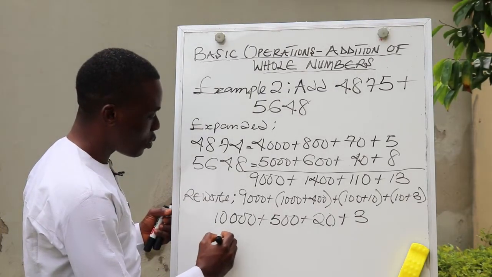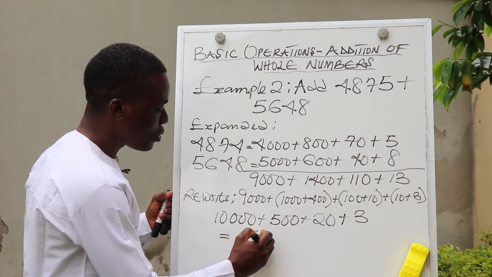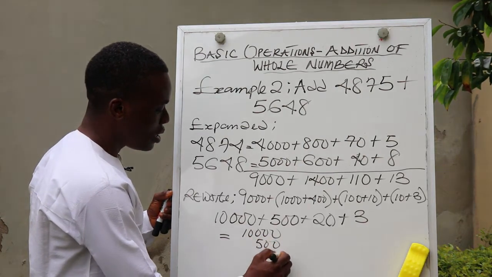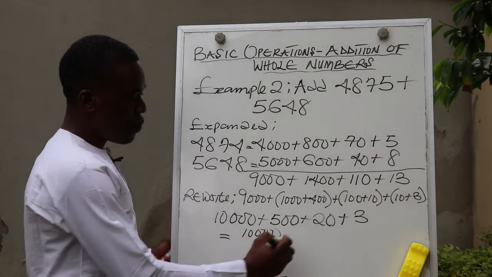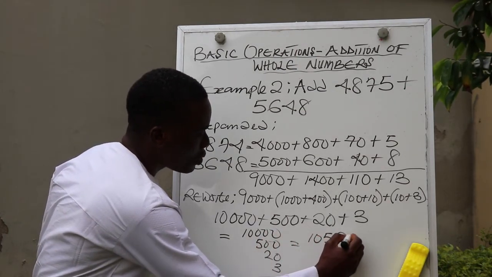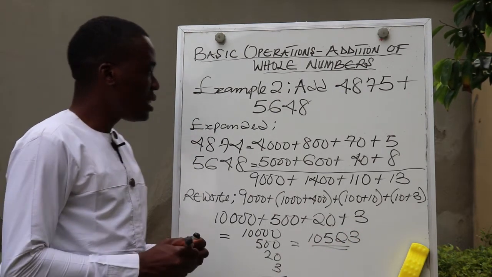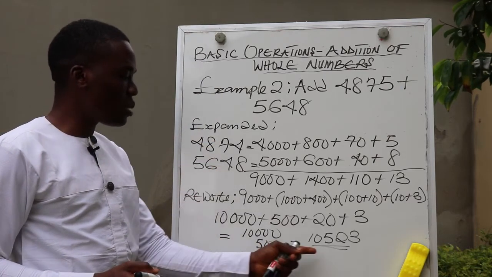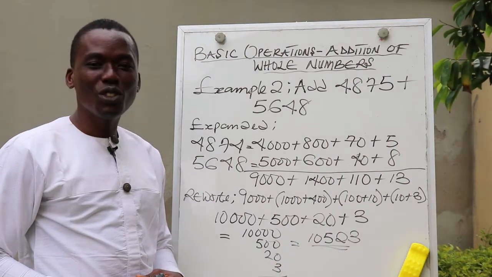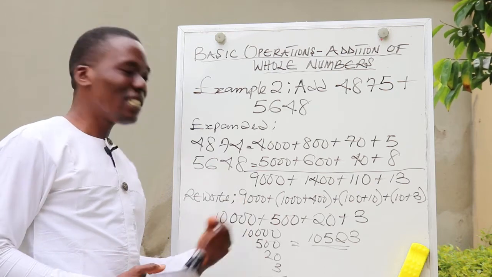Now we can go about what? Adding this whole unit. That will give us what? That will give us our 10,000 plus 500 plus 20 and plus what? 3. If you add this sum together, you're going to have 10,500 and what? And 20 what? 3. Now, do you notice that the addition of this and this using the expanded form will give us 10,500 and what? And 23. You see, it's very easy if you can play along with the rewriting steps.